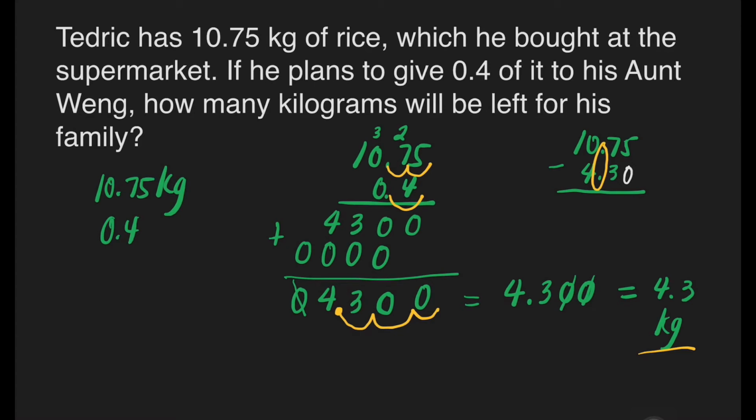5 minus 0 is 5. 7 minus 3 is 4. Then we copy the decimal point. 0 minus 4 cannot be. We're going to subtract 4 from 0, so we can borrow from 1. So this 1 will become 0 and this 0 will become 10. 10 minus 4 is equal to 6. 6 and 45 hundredths kilograms of rice will be left for Tedrick's family. So the answer is 6 and 45 hundredths.